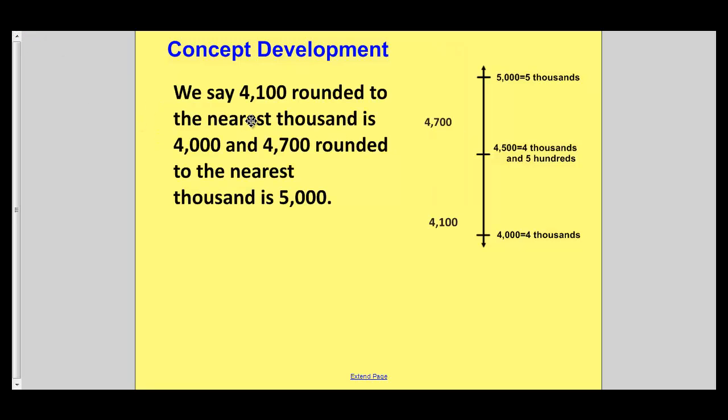So, if we were rounding 4,100 to the nearest thousand, we would say it is 4,000, because if you look on this number line, 4,100 is nearer to 4,000 than it is to 5,000. If we were rounding 4,700 to the nearest thousand, we would say that it is 5,000 because it is nearer to 5,000 than it is to 4,000.